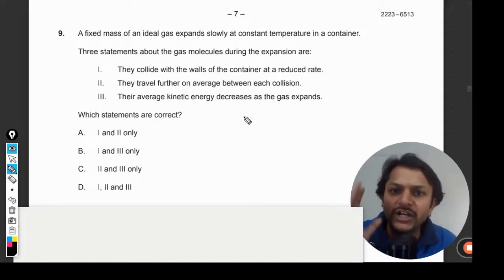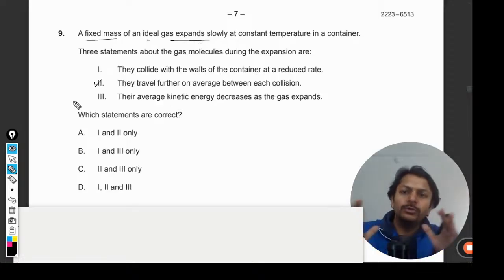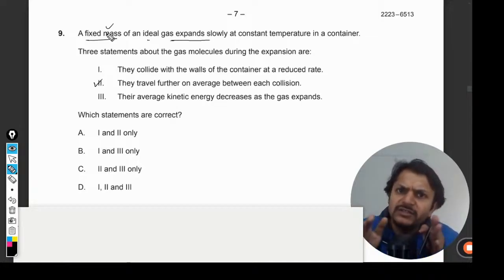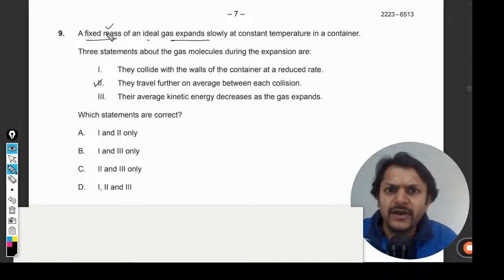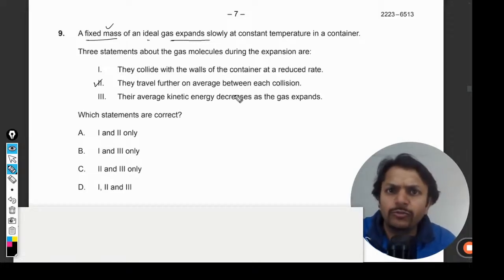So first of all, my dear students, the point to be noted here is that the mass is fixed, the ideal gas expands, it means volume is increasing. So point 2 is absolutely correct, because volume is increasing and mass remains the same, it means the number of molecules is the same. So obviously the distance between the molecules has increased, so they travel farther on average between two collisions. There is no doubt about that, because now the volume is bigger.